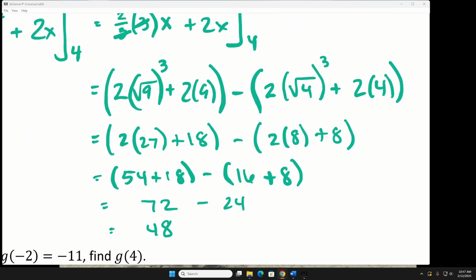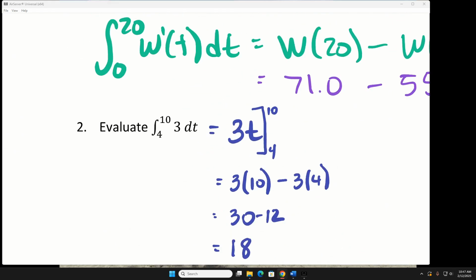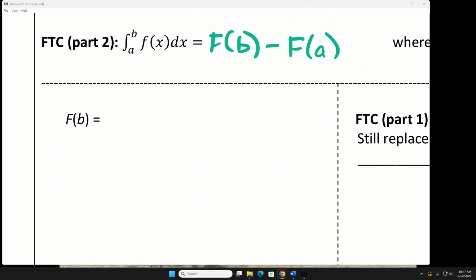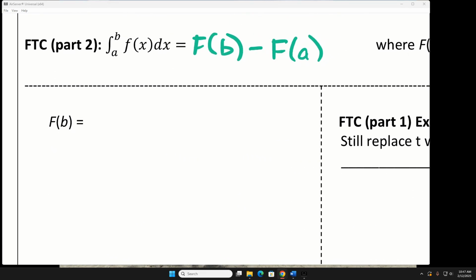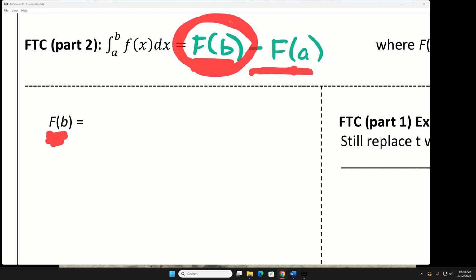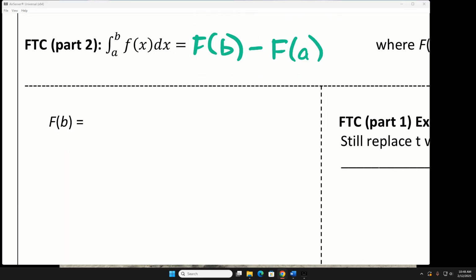So we're going to go back to the front page. And we're going to take the fundamental theorem of calculus part 2, and we're going to actually solve it for f of b. So if you're going to solve it for f of b, what would you do with capital F of a? Add it. So it's going to be capital F of a plus the integral from a to b of lowercase f of x dx.